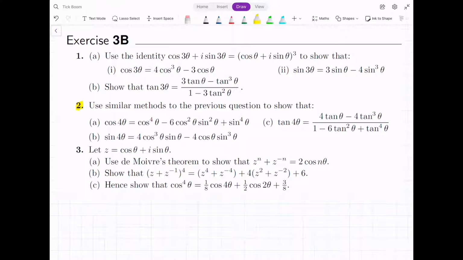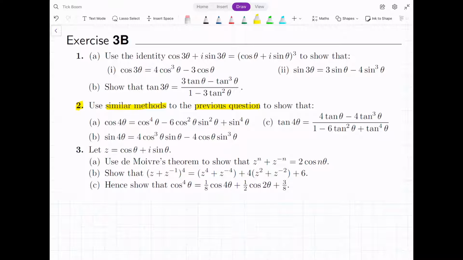It's interesting to note that we're being told to use similar methods to the previous question. Now, I haven't been asked to help out with question 1, but if we just take a quick look, question 1 tells us to use the identity cosine 3 theta plus i sine 3 theta equals cosine of theta plus i sine of theta all to the power of 3, to derive some results. So essentially the hint is we're going to use de Moivre's theorem, and the classic technique that is going to help us here is when we expand the right hand side, the power there using a binomial expansion, you can then equate real and imaginary parts to get various identities, and that'll really help with part A and B.